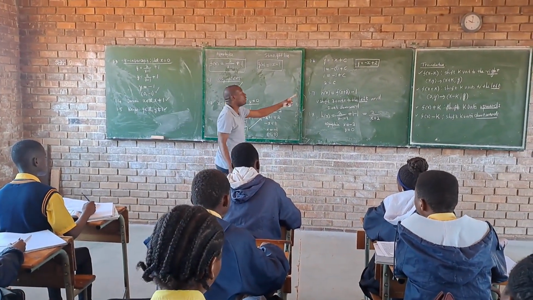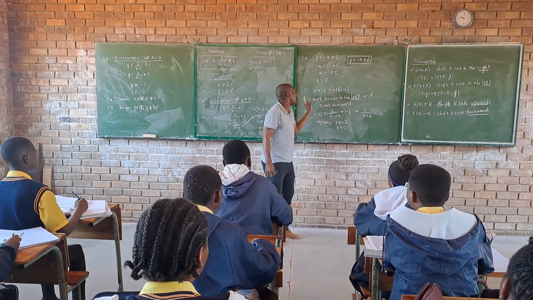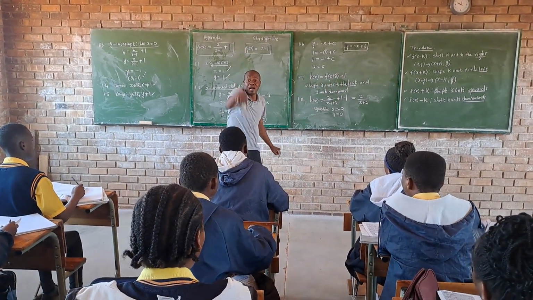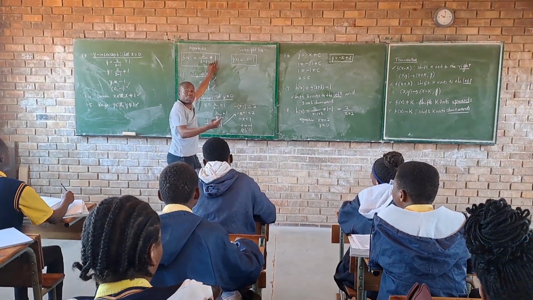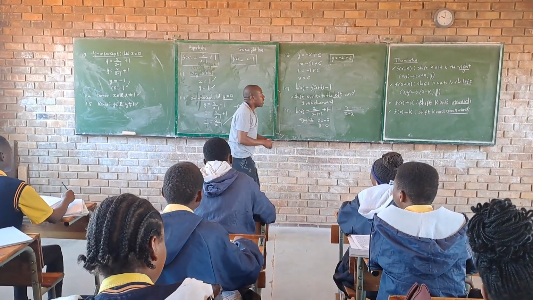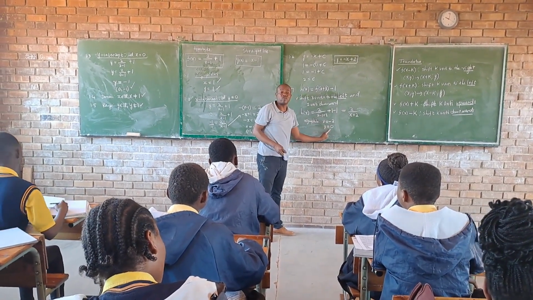Yes. The graph has shifted how many units? 3, to the left, and 1 unit downwards. So the q is going to be 1, right? Yes. So now we have the asymptotes: x equals negative 2 and y equals 0.